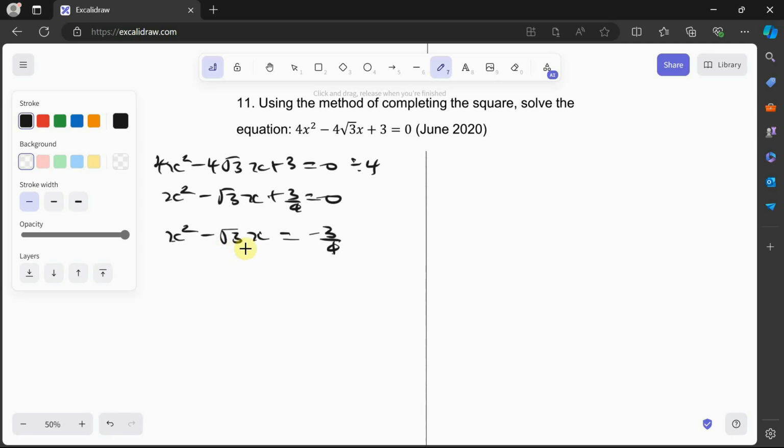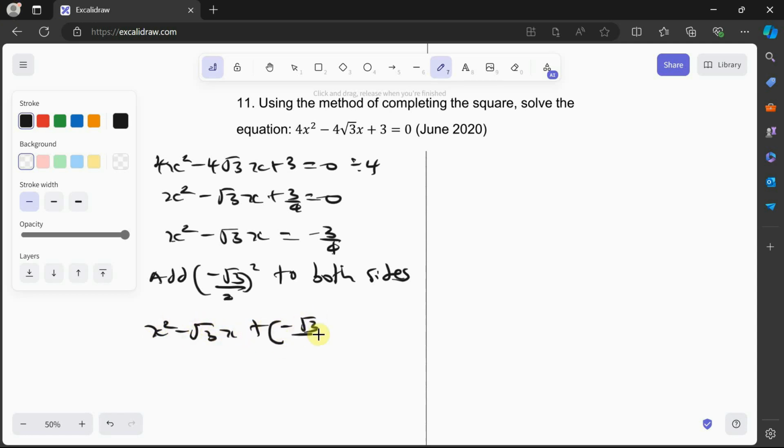After this, I'll add the square of half of the coefficient of x to both sides. So that will be x squared minus root 3 x plus (minus root 3 over 2) all squared is equal to minus 3 over 4 plus (minus root 3 over 2) all squared. Then after that, I'll just group the ones that have squares.